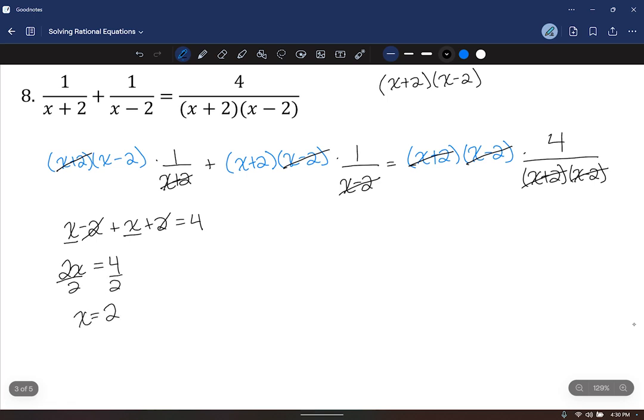So I get 2 as an answer, but if I'm looking up here, x cannot be 2 because 2 minus 2 would give me a 0 in the denominator. And therefore, since this is the only answer I have and that answer is extraneous, this has no solution.